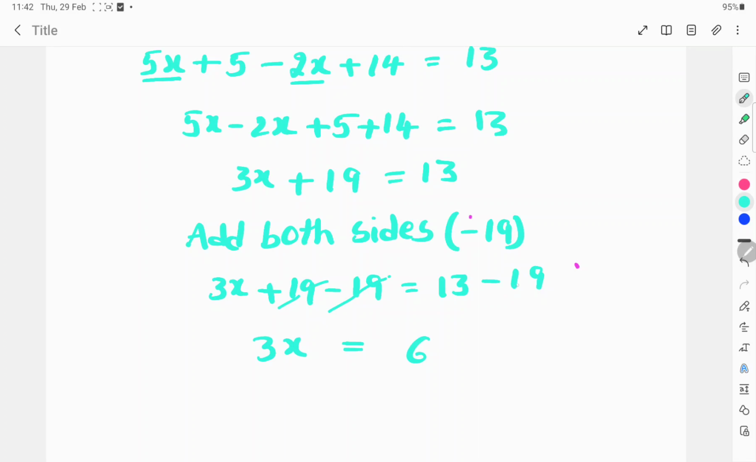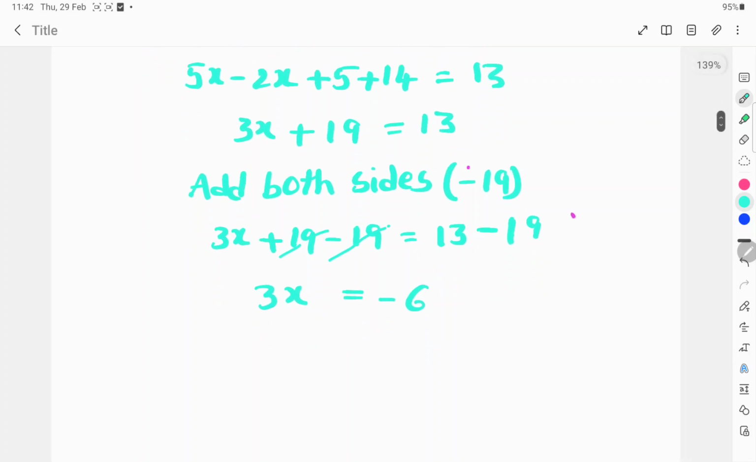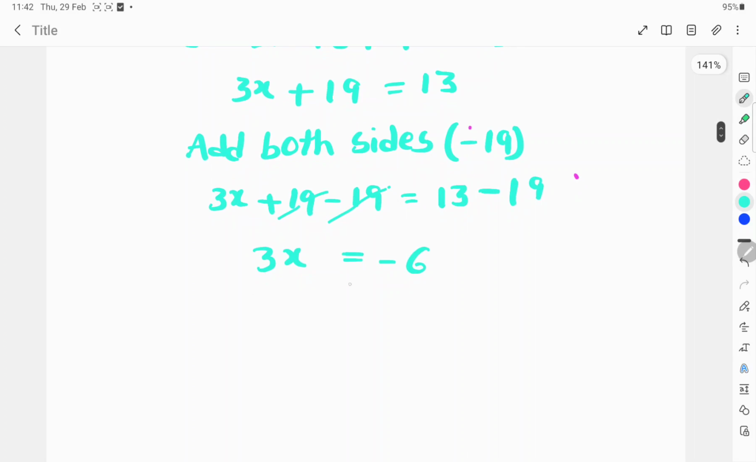Here, the bigger number before the symbol is negative. So minus 6. So here 3x is equal to minus 6. Here 3 is multiplied with x. So this 3 moves to the right hand side, then divide the 6. So x is equal to minus 6 by 3.